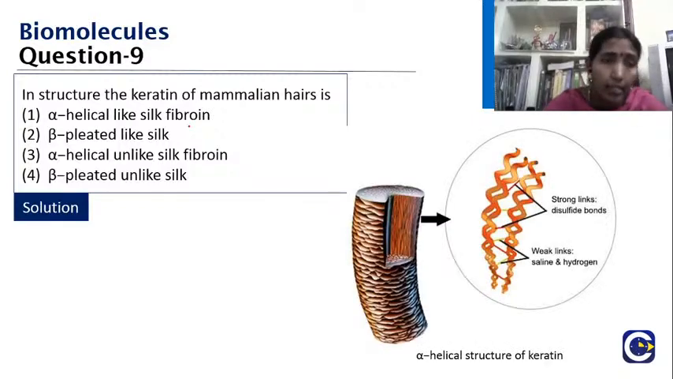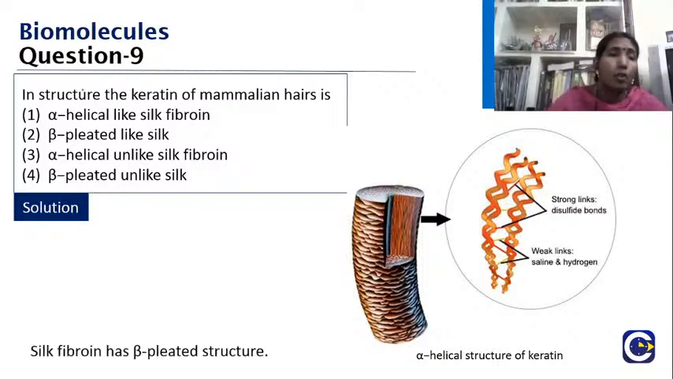Yes students, you are right. It is none other than the alpha helical structure, which is a secondary structure of the protein, as you can see in those three-dimensional folds. And it is unlike the silk, because the silk fibroin, as I gave the answer earlier, has a beta pleated structure. Silk fibroin has a beta pleated structure. But what about the keratin?